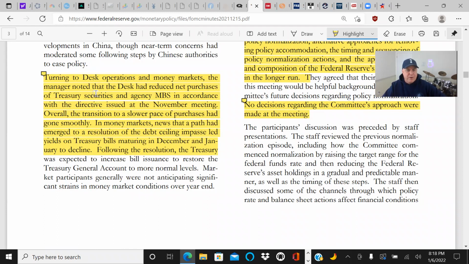Turning to desk operations and money markets, the manager noted that the desk had reduced net purchases of treasuries and mortgage-backed securities in accordance with the directive issued in the November meeting. Overall, the transition to a slower pace of purchases had gone smoothly.